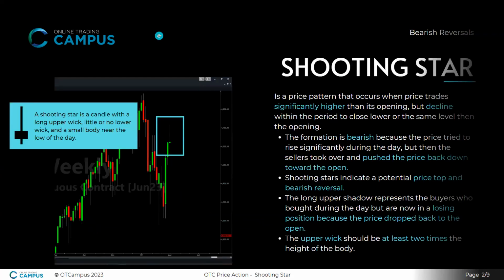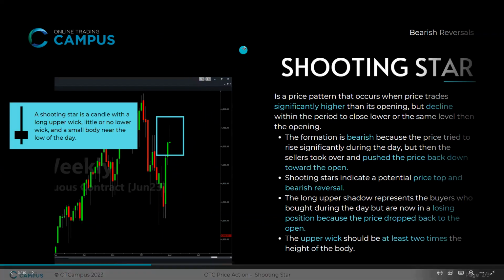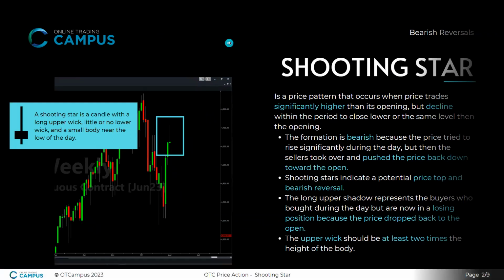Let's go into the first definition of a shooting star, guys. A bearish reversal, it's a shooting star. Look here to the left, this chart. You see, this is a clear shooting star. A shooting star is a candle with a long upper wick, little or no lower wick, and a small body near the low of the day. That's the first definition of a shooting star, guys.